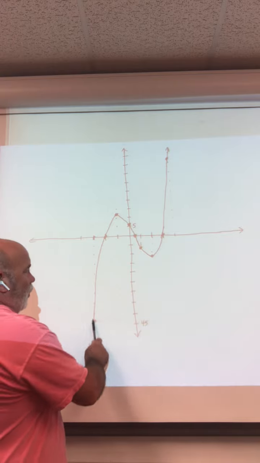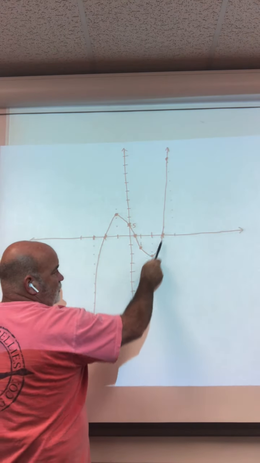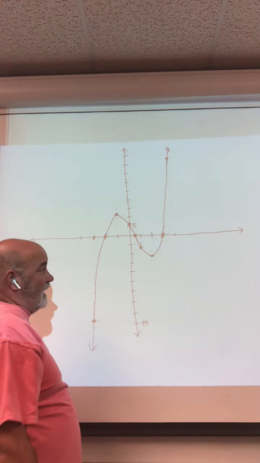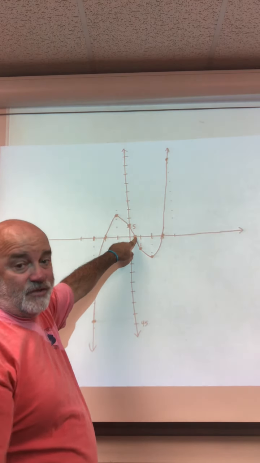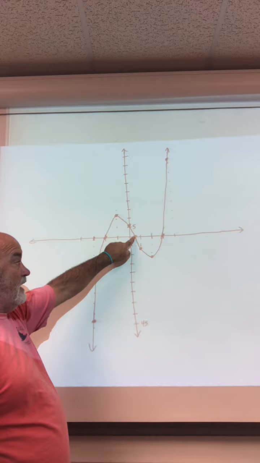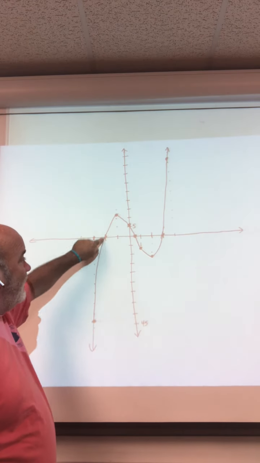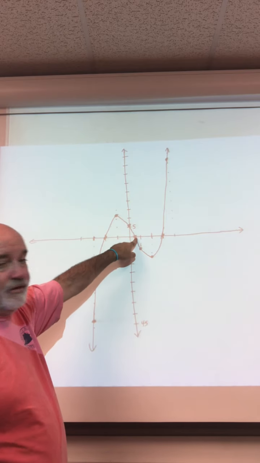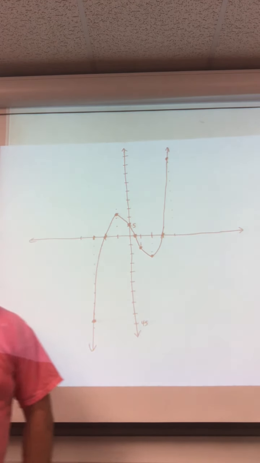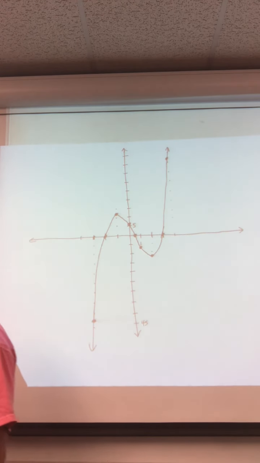The only point that I'm showing here that was not in that XY chart is that one right there, the 1/2, because that was also a 0. So I'll put that one in there. But all of these comes from that chart that you just did, with the exception of that one. And that's the sketch of that graph.